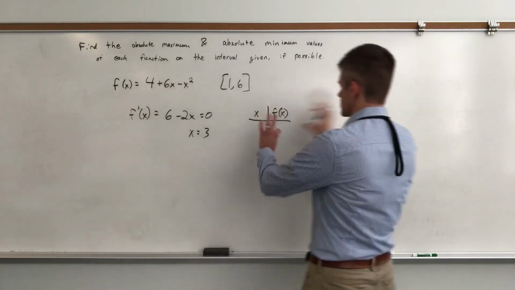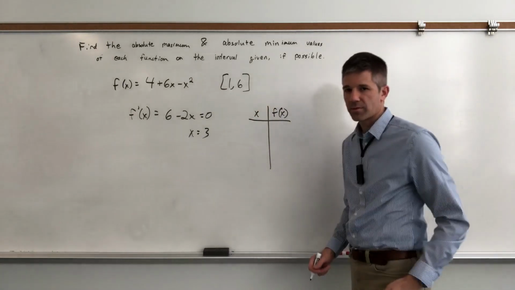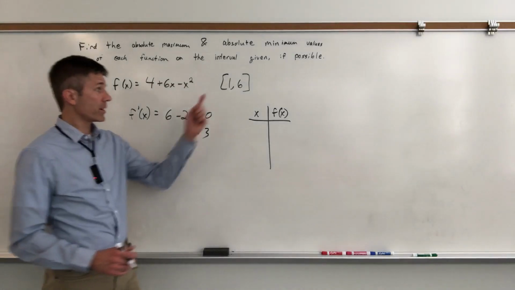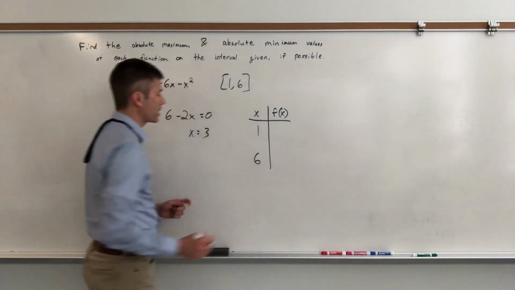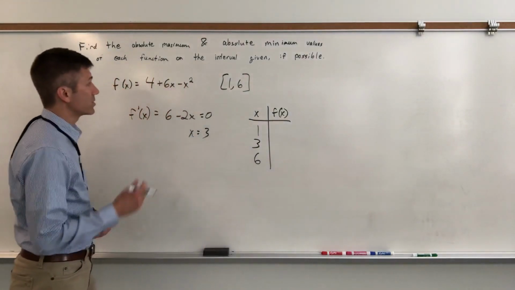I used to do the table sideways. I've just now decided I think it's going to be best if we do it this way, so we can do work over off to the side. Do it whichever way you want, though. So I need to consider every endpoint of an interval, so 1 and 6, and also anywhere that the derivative is equal to 0, that'd be 3. And I'm going to plug those values into the original function.